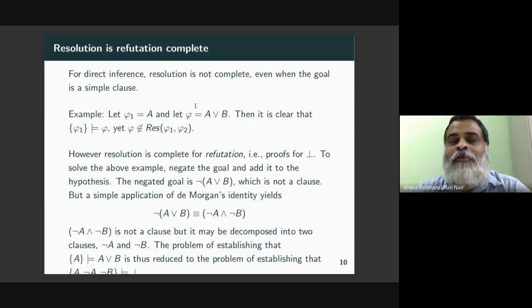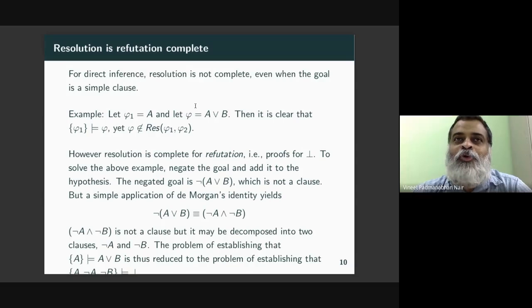Actually, this is a very important concept which is slightly difficult to understand. And since it is online, I hope you will understand this slide. Otherwise, you can write to me and check it out. First, I will read what I have written down, and then I will try to explain. For direct inference, resolution is not complete, even when the goal is a simple clause.